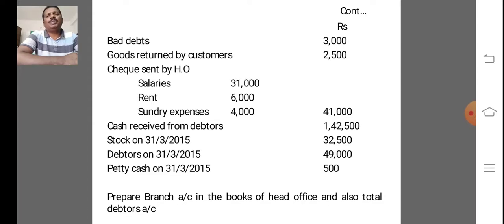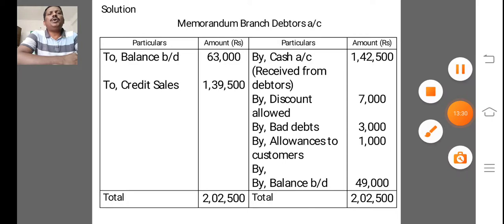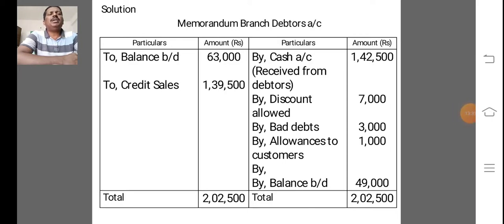31/3/2015 500. The question is, prepare branch account in the books of head office and also total debtors account. So based on the information, first we prepare branch memorandum debtors account.